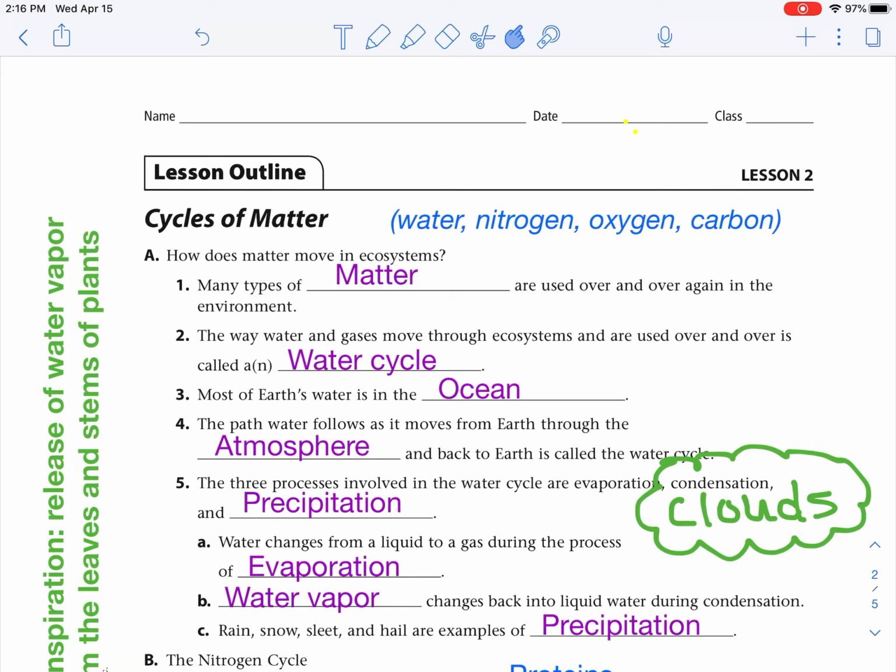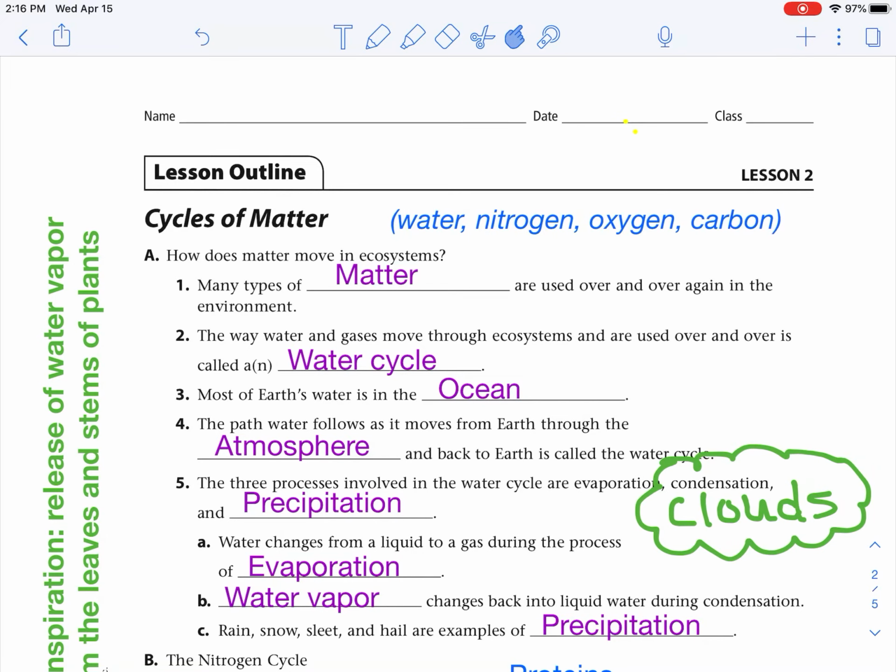Rain, snow, sleet, and hail are examples of precipitation. So that's water falling from the clouds. And what type of precipitation it is depends upon the temperature of the air. If the temperature is well above freezing, 32 degrees Fahrenheit, 0 degrees Celsius, it's going to fall as rain. If it's well below, it's going to fall as snow. It's when we're hovering at that 31, 32, 33 that you're going to have that sleet and freezing rain.